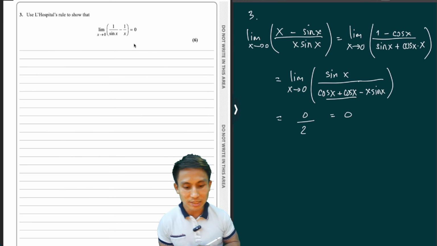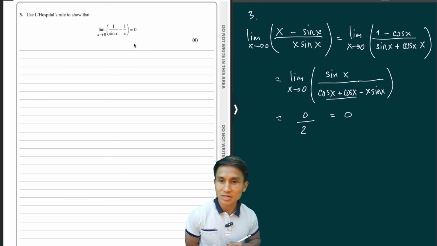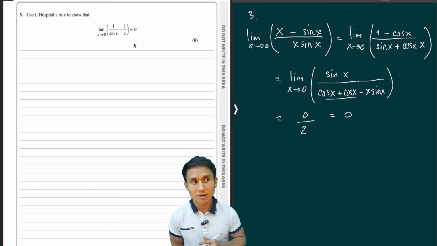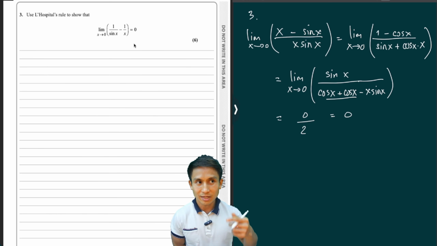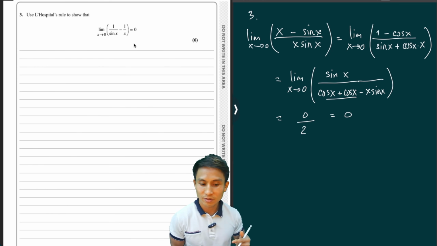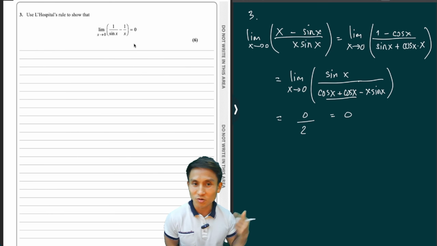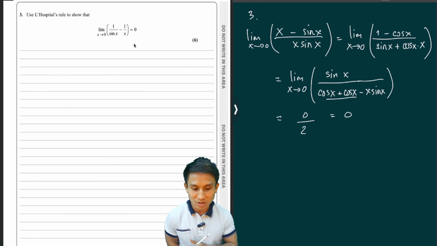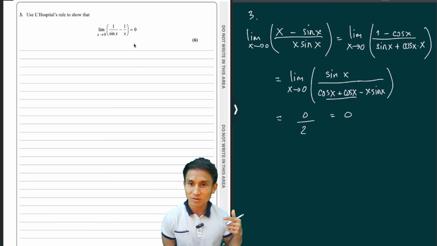Yeah? Because you need to keep differentiating until, when you substitute, it doesn't give you 0 over 0. Now this time, it only gives me 0 at the numerator, but the denominator, it gives me 2. So you can't use L'Hopital another time. You've got to stop here. So that's it, number 3. All right?